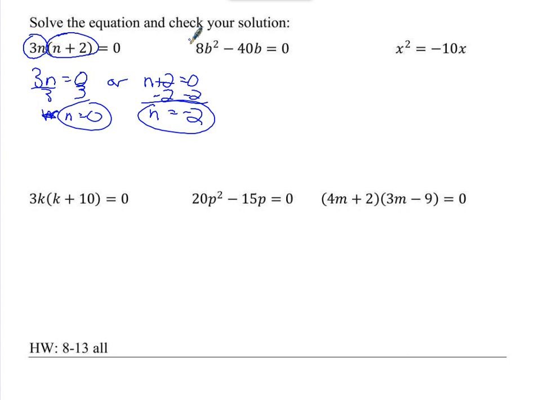Now what's going on in this second one here? Am I ready to use the zero product property? No? Why not? Really? Everything's being multiplied together right now? No. What are we going to have to do? Factor. The zero product property has things that are being multiplied together. I have something here times something here. I don't have that here.